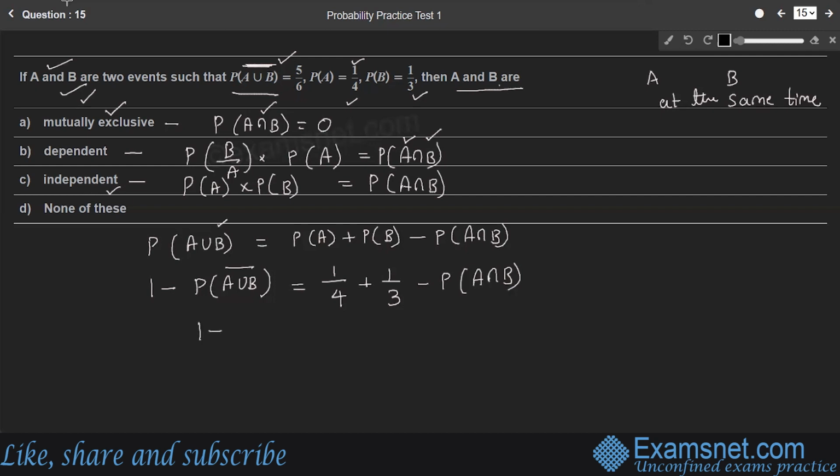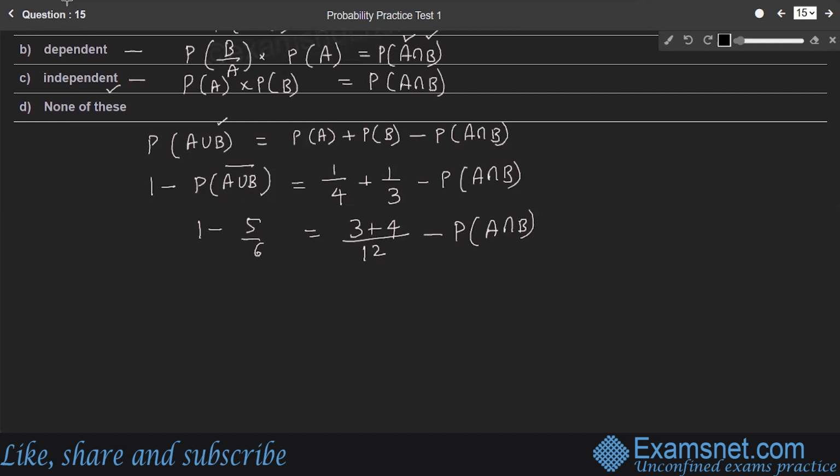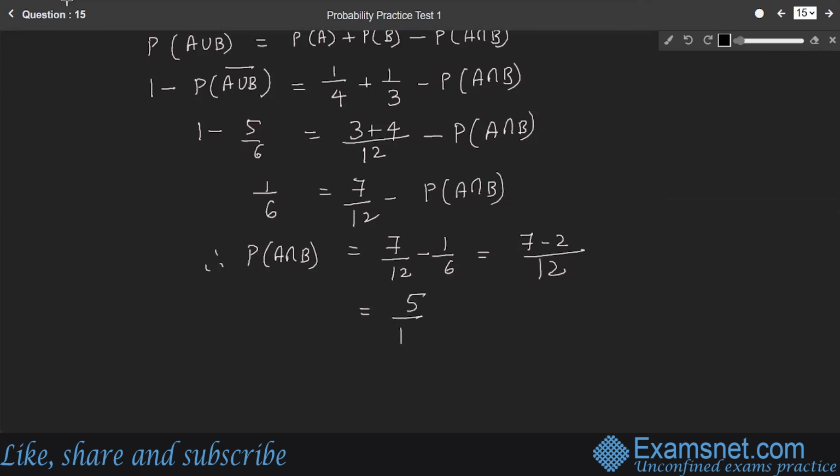Here 1 minus probability of A union B complement is given as 5 by 6. Here we'll take the LCM, which is 12, and the numerator becomes 3 plus 4 minus probability of A intersection B, right? Therefore, we'll simplify it. Here 1 minus 5 by 6 is 1 by 6, which is equal to 7 by 12 minus probability of A intersection B. Therefore, probability of A intersection B is equal to 7 by 12 minus 1 by 6. Since 12 is the LCM, the numerator becomes 7 minus 2. Therefore, probability of A intersection B is 5 by 12.